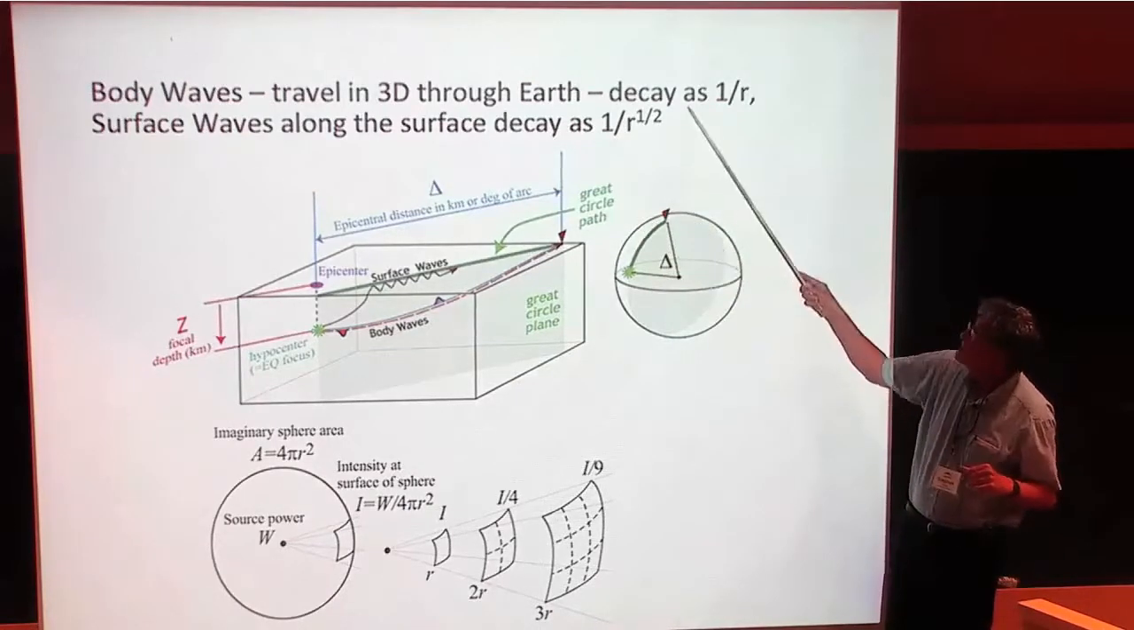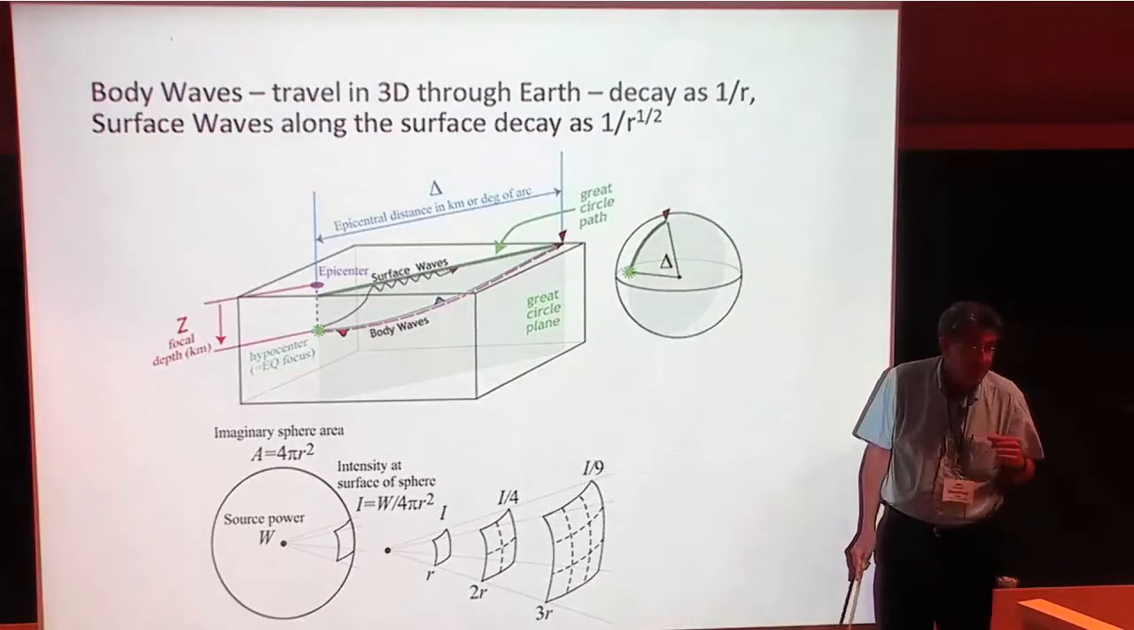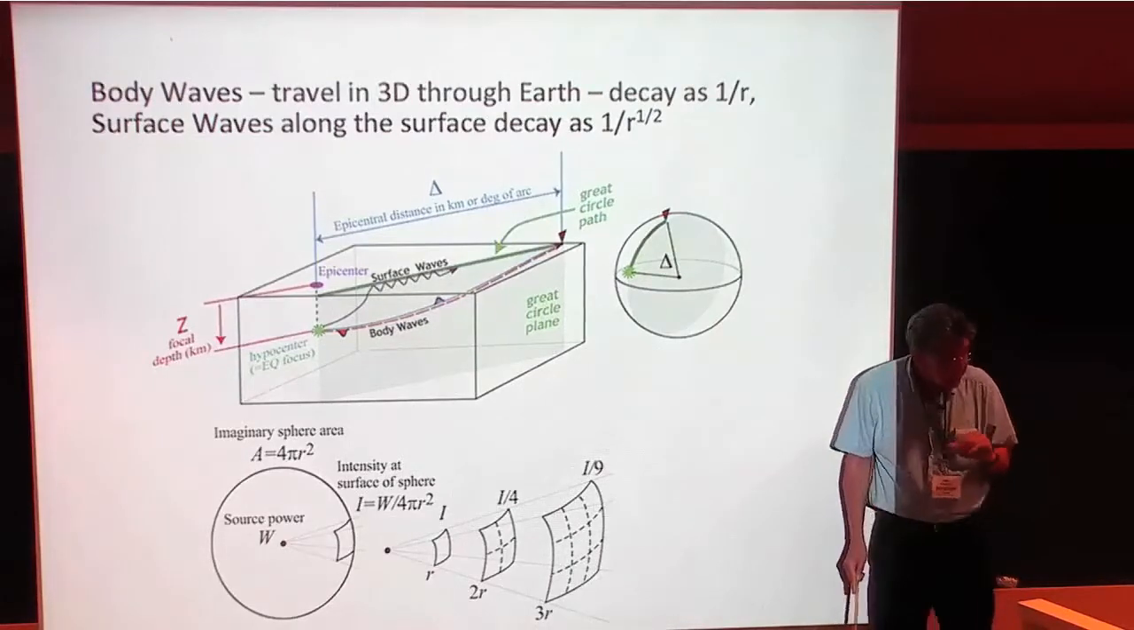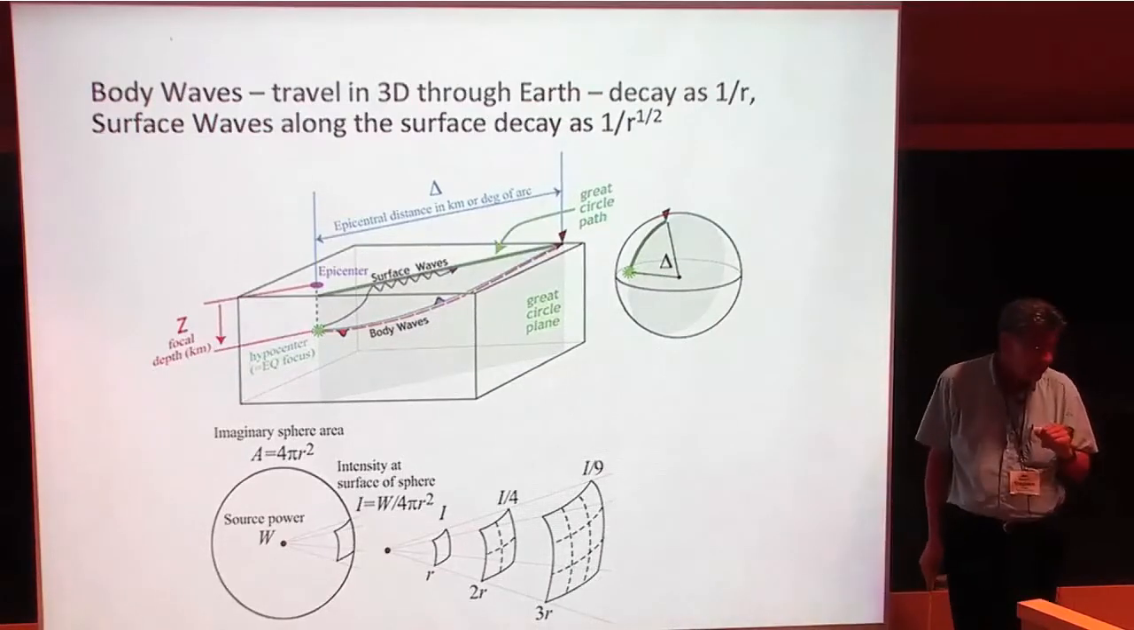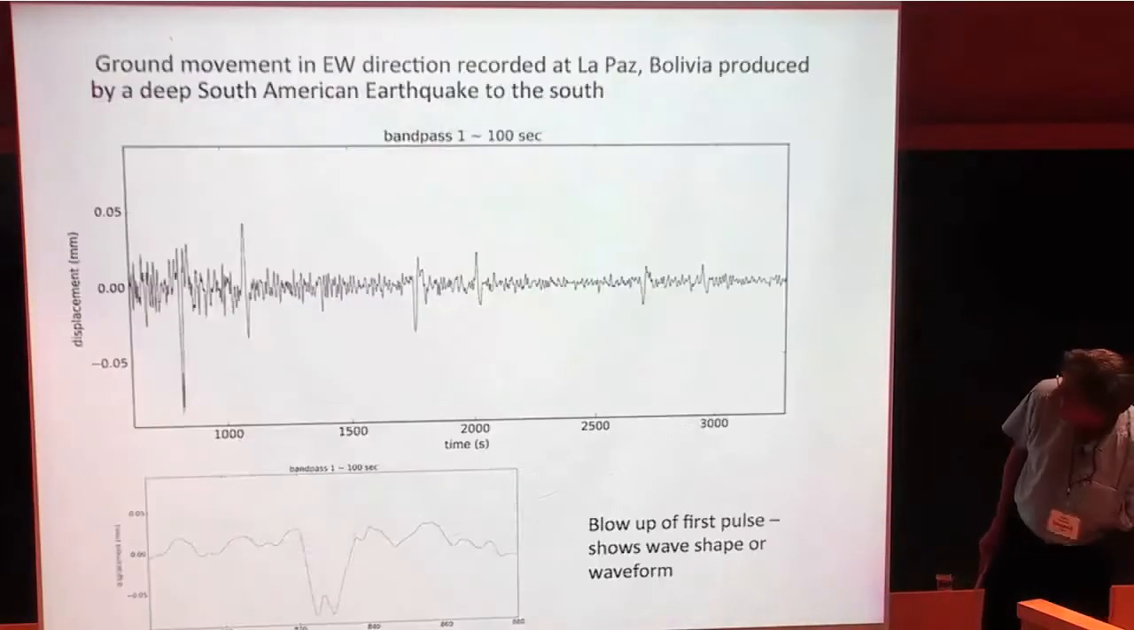The body wave's decay is 1 over the distance that they travel. And that's why in a lot of seismic recordings, the surface waves are quite large. So let's go on from there.